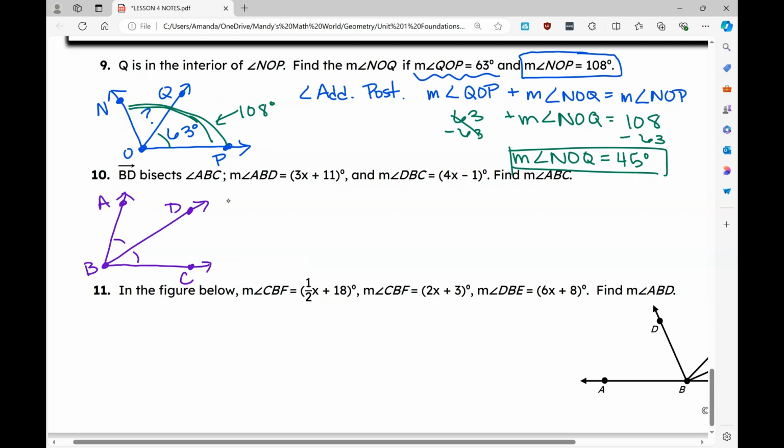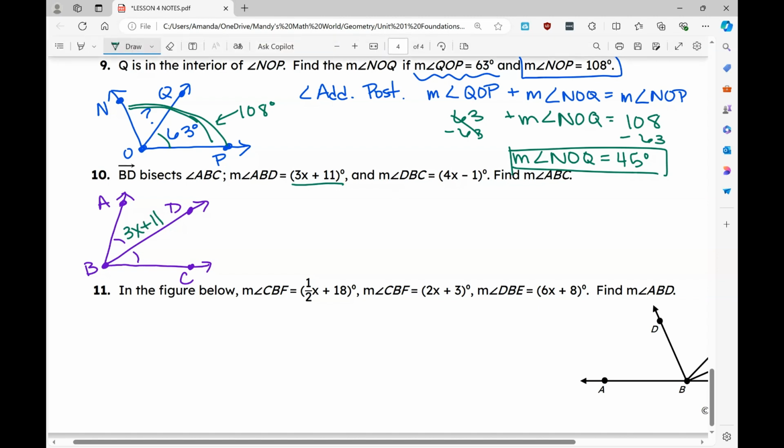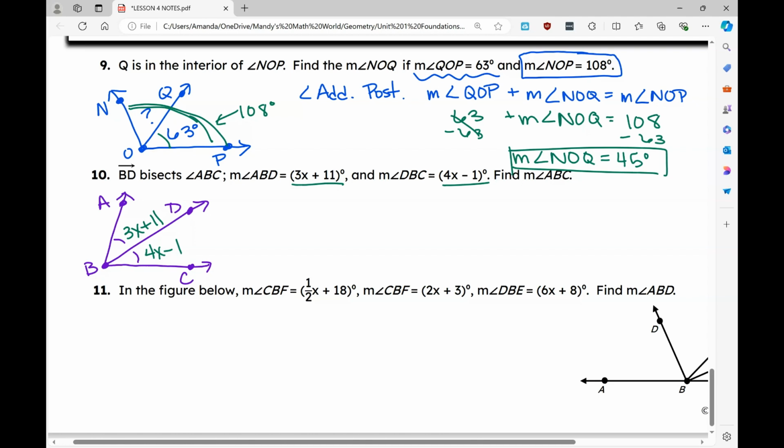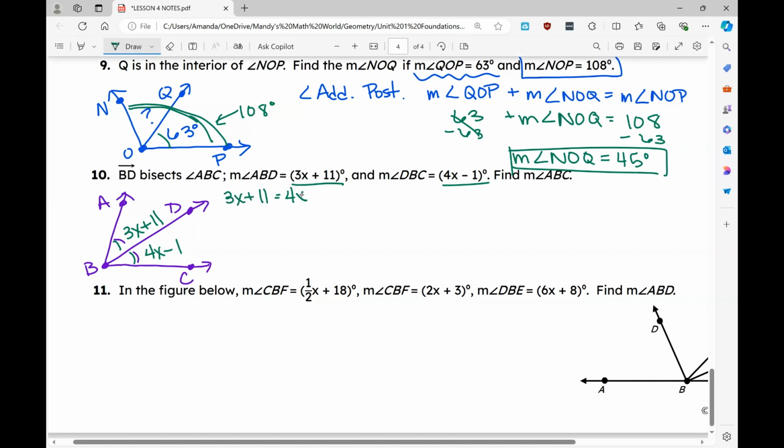Now we know the measure of angle ABD to be 3x plus 11. That means this is 3x plus 11. And the measure of angle DBC to be 4x minus 1. This says to find the measure of angle ABC. Well, I can't really do anything until I find the value of x. How would I do that? If these two angles are congruent, then their angle measures are equal, which means I can set these expressions equal to each other to find the value of x.